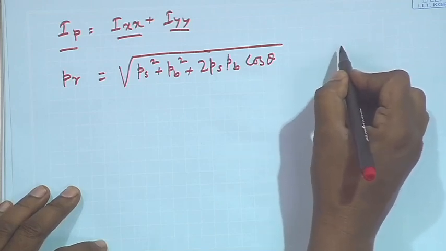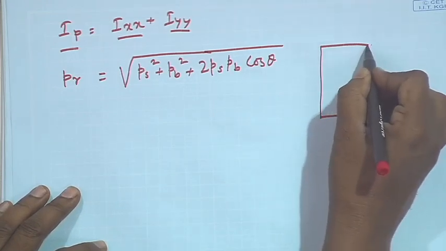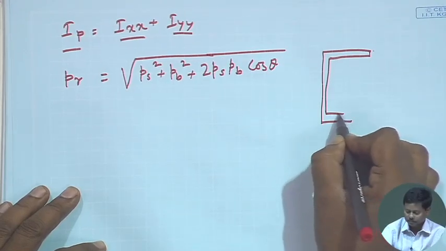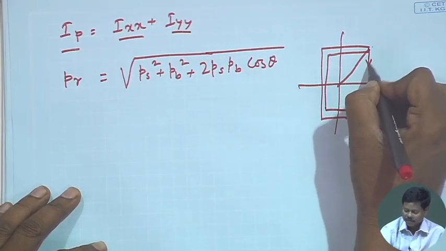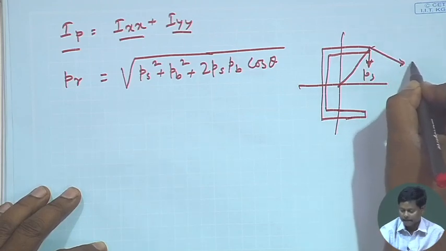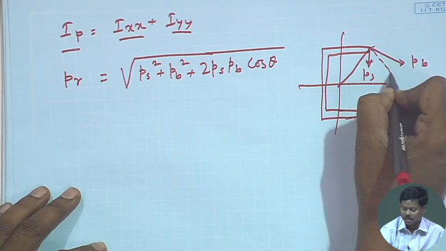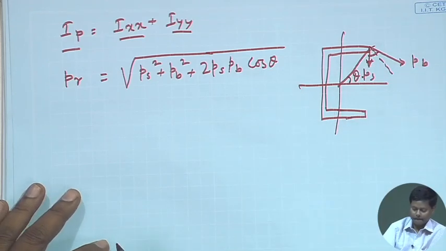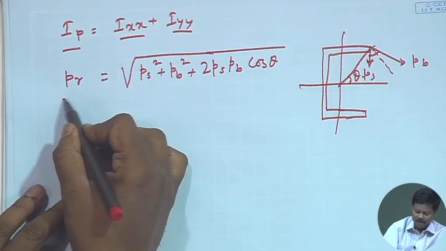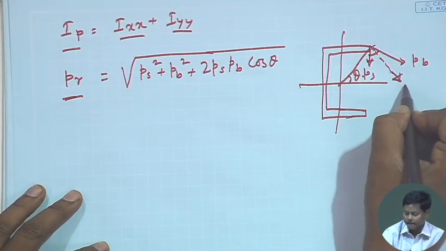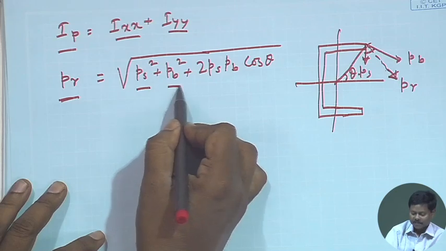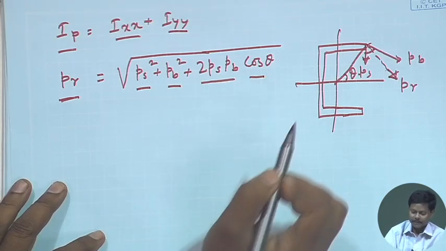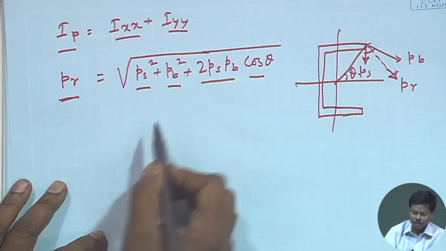right. Because as we have seen earlier, if this is a weld connection, and this is the CG, then this is PS and this is PB and this is the theta. So, the resultant force PR, this is PR, can be calculated as square root of PS square plus PB square plus 2 PS PB cos theta, where theta is the angle between these two forces.